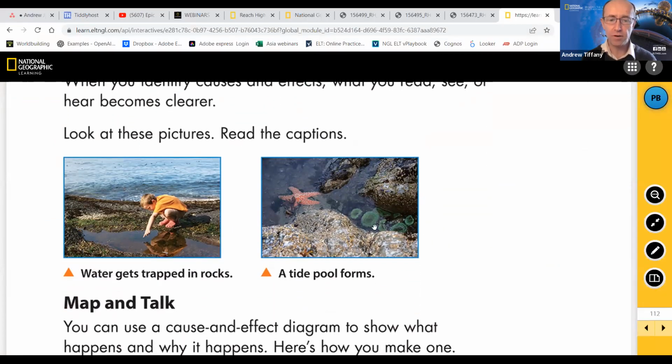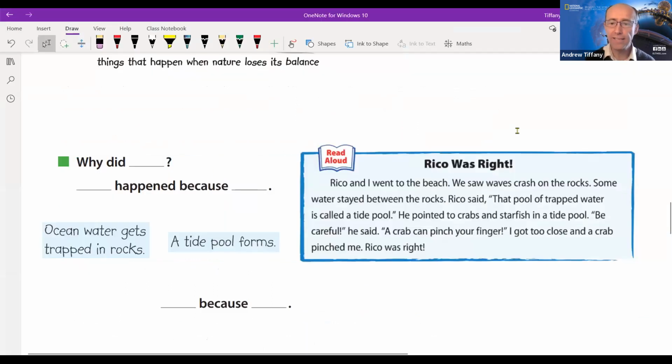If I look at the pictures, we can see we've got water trapped in the rocks, and so we've got a tide pool. So what I want to do, if I jump back to my whiteboard, is think about why a tide pool happened. Why did we get a tide pool? It says ocean water gets trapped in rocks and a tide pool forms. So why did a tide pool form? In the chat box, how did we get the tide pool?